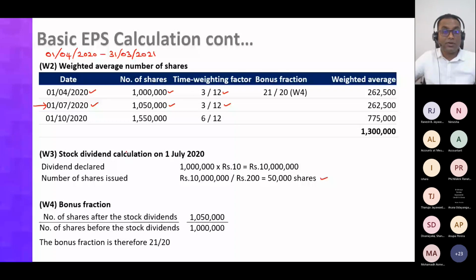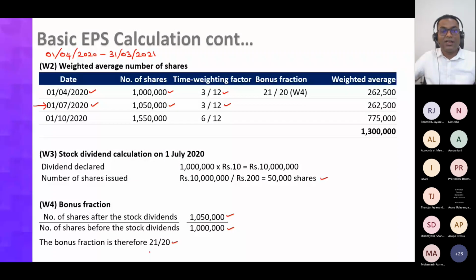To do the retrospective adjustment, you need to calculate the bonus fraction. How do you calculate it? Working number 4 says the bonus fraction is calculated by taking the number of shares after the change divided by the number of shares before the change. Now in this case, what is the change? Stock dividends. You take the number of shares after the stock dividends, which is 1,050,000 shares, and divide by the number of shares before the stock dividends, which was 1 million shares. 1,050,000 divided by 1 million. Once you simplify, the bonus fraction would be 21 over 20.